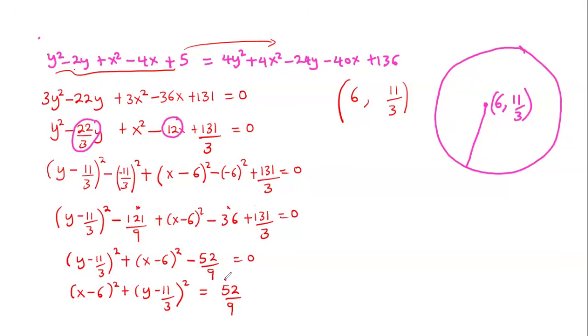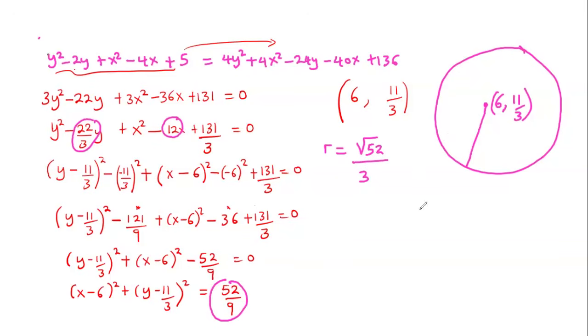Now to get your radius here, you remember it must be square-rooted. So our radius is root of 52 over 3. Please take note that it's not 52 over 9, because you have to take the square root. So when you square root 52 over 9, you get back this. So this is your radius: root 52 over 3.